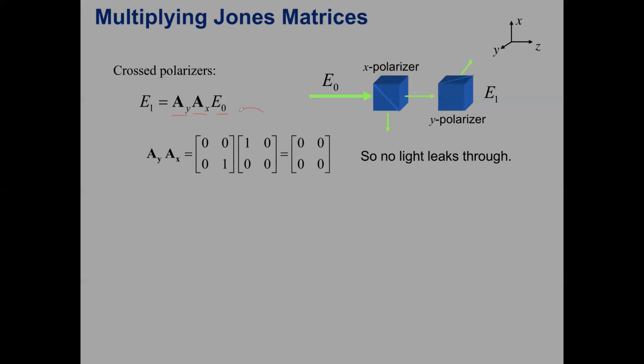That could be modeled by taking, for instance, a 45-degree polarizer matrix and putting it in between here and then multiplying it out. You'll see that that changes this overall matrix and some light will start getting through because some of these components will not be 0. If you want to have a little bit of extra practice with this stuff, that's a good problem to work through.